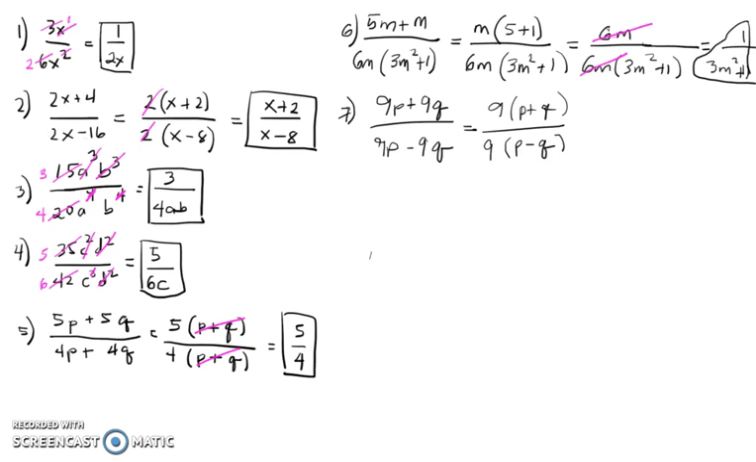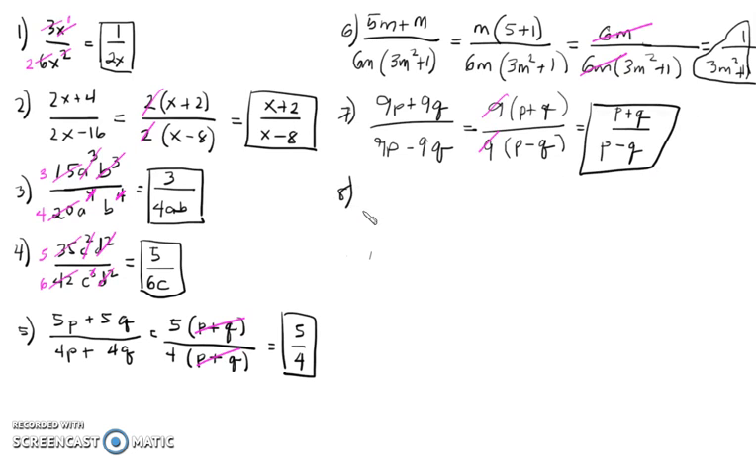Then again, by cancellation, we could cancel 9. Then we have (p plus q) all over (p minus q). So this would be our final answer.